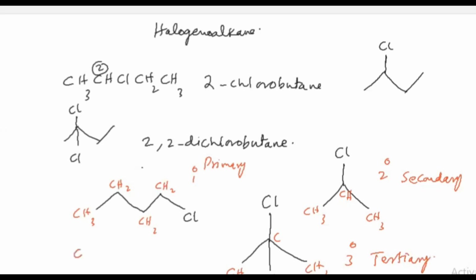halogenoalkane. So CH2Cl is primary, CHCl, having 2 alkyl groups attached, this has 1 hydrogen, is secondary, and CCl having 3 alkyl groups is the tertiary. So this is primary halogenoalkane, this is secondary halogenoalkane, and this is tertiary halogenoalkane.